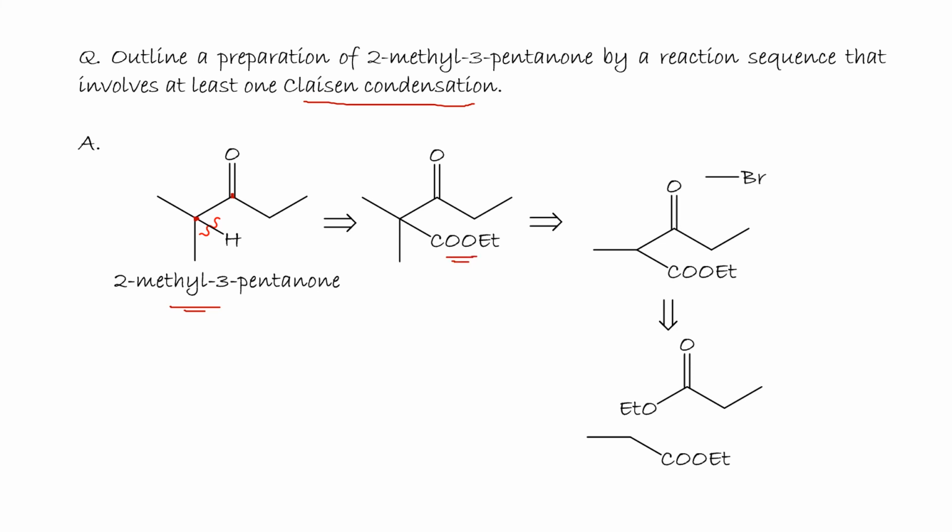Then cut the alkyl on the alpha carbon. Here is one methyl, and there are actually two methyl groups. So we cut in here, we get to this one to form this species. If we cut in here, we get two molecules of ethyl propionate, which will condense together under the Claisen condensation to form this compound.